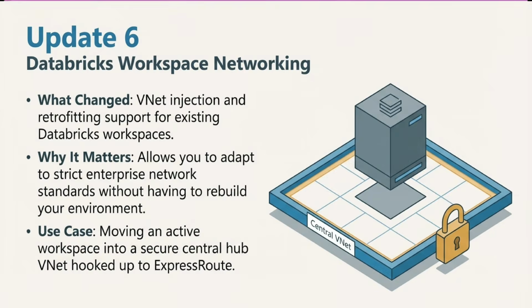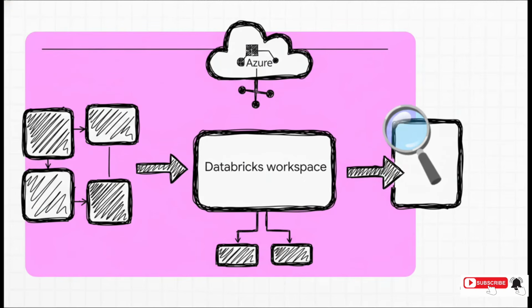All right, kicking things off with update number 6. And this is a really practical one for anyone working with data on Azure. We're talking about the new general availability of updates to Databricks Workspace network configurations. So, what does this actually let you do? Well, in short, you can now change the networking for a Databricks workspace that already exists.